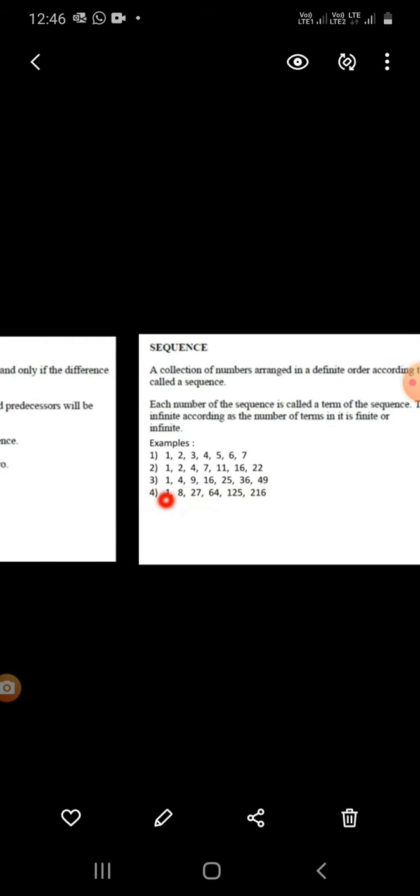The common difference is denoted by D. It may be negative or positive or 0. I will show an example for that.